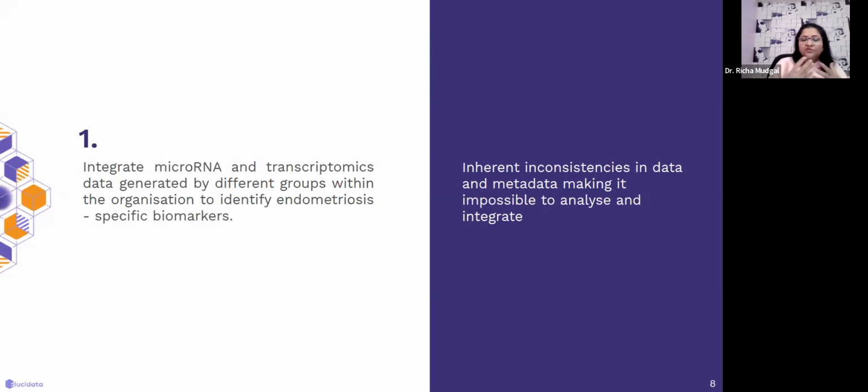But when we spoke to them and tried to understand their data, we clearly identified a lot of key problems, mainly inconsistencies in how they were storing their metadata. The transcriptomics group had a better way of storing their sample information in the metadata, say in an Excel file, but the other group did not follow the same, so integrating them became a problem in itself.